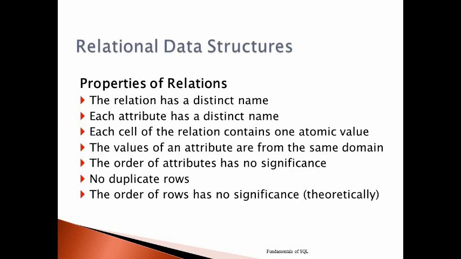An atomic value is basically the lowest level we can go when we are trying to collect information concerning a particular entity. Values of an attribute are from the same domain. Again, the order of attributes has no significance.